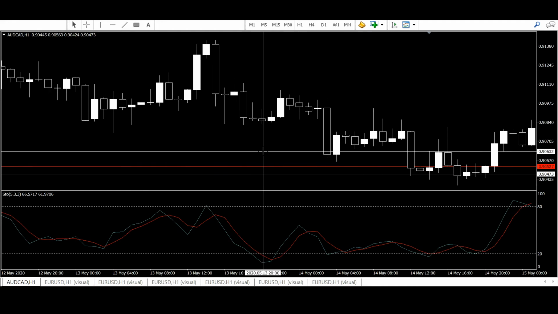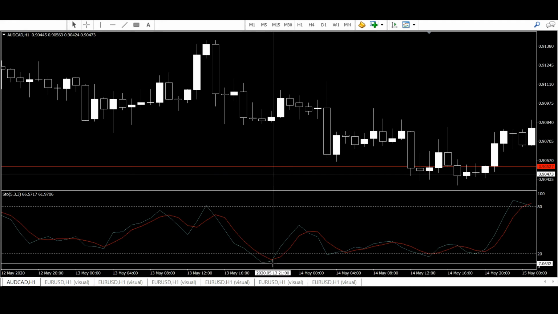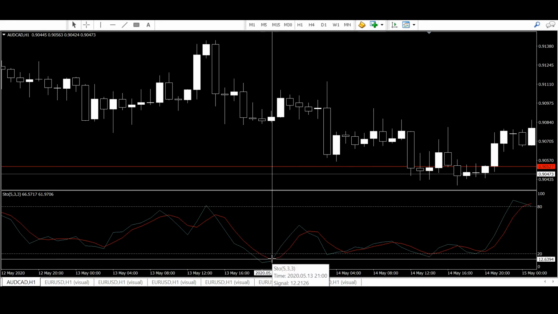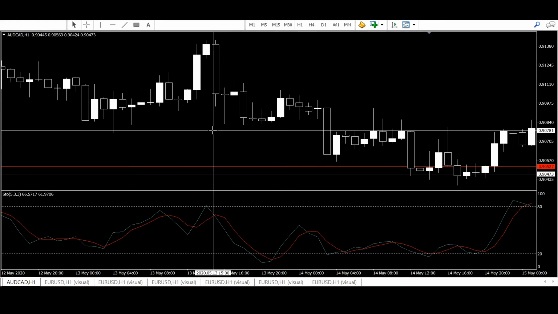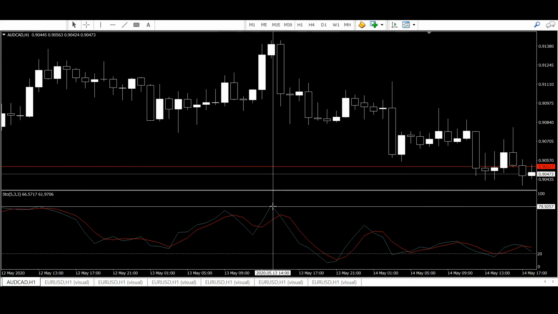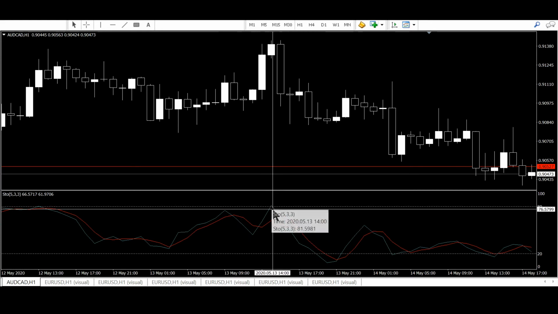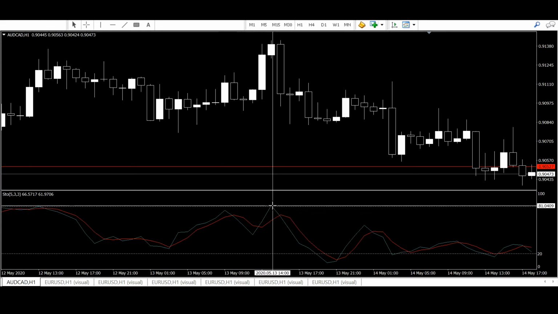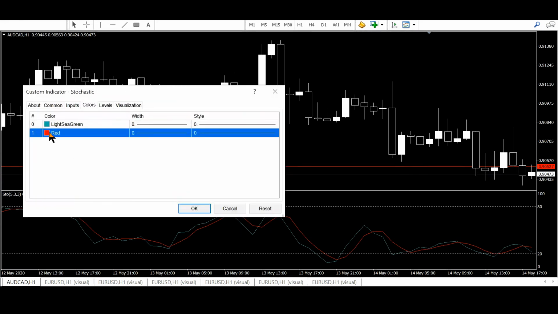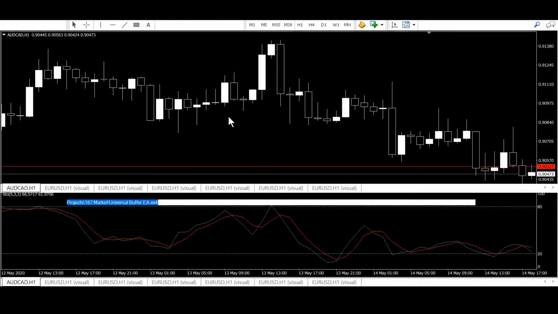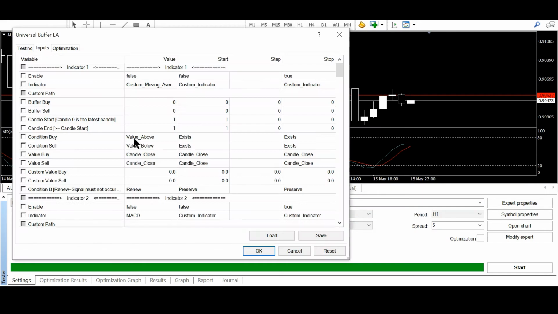What's the buy condition? The buy condition is if the blue line goes above 20, then a buy trade should be opened, and vice versa, if the blue line goes below 80, a sell trade should be opened. And what is the buffer of the blue line? The buffer is the position 0. Okay, let's go to the expert advisor.